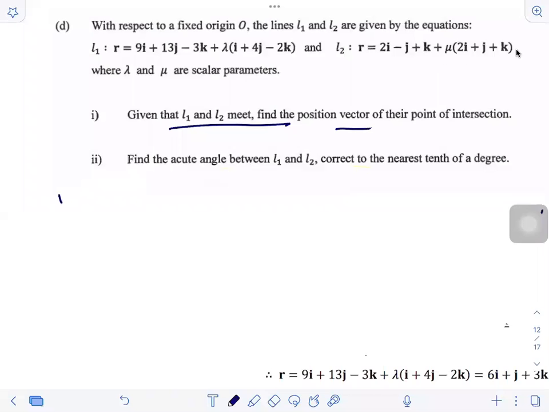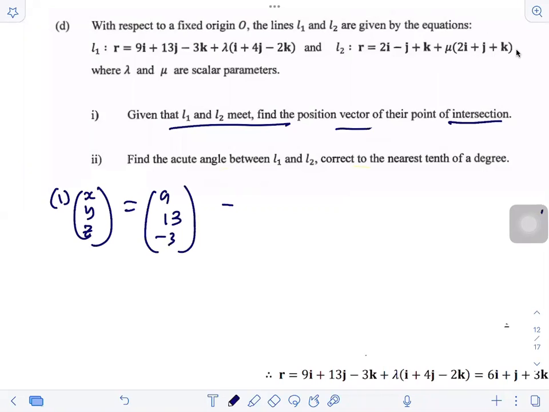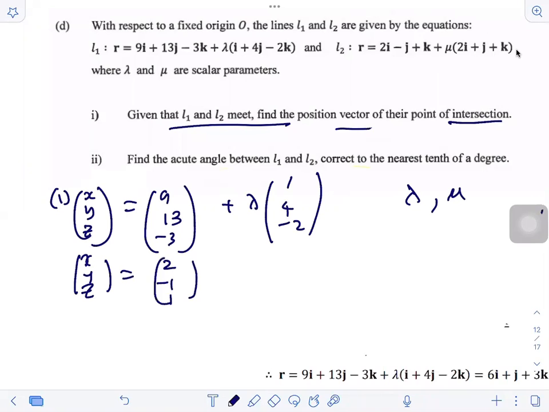Okay, so the first thing that you've got to do when you're trying to find the point of intersection is to make the x values equal, the y values equal. That's (9, 13, -3) plus phi (1, 4, -2). And then you've got to solve for phi and for mu. And this is (x, y, z) equals (2, -1, 1) plus mu (2, 1, 1).